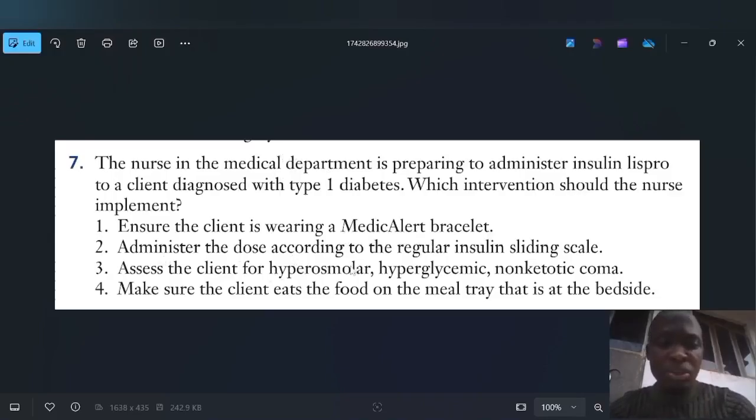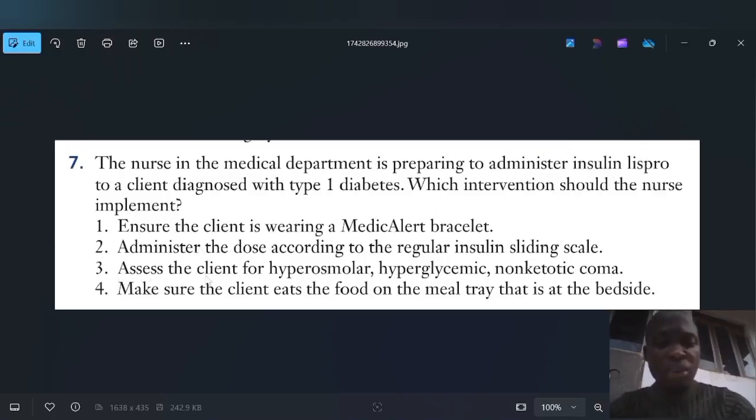Number 2, administer the dose according to the regular insulin sliding scale. Don't really, because of this drug. Remember, this is a fast-acting anti-diabetic. That means you expect effects to come in 30 minutes to 1 hour. So that means the best answer right here was number 4. Make sure the client eats the food on the meal tray that's at the bedside. So as you're giving this drug, you make sure the patient is actively having the food right there and then to mitigate or even prevent the hypoglycemic effects.